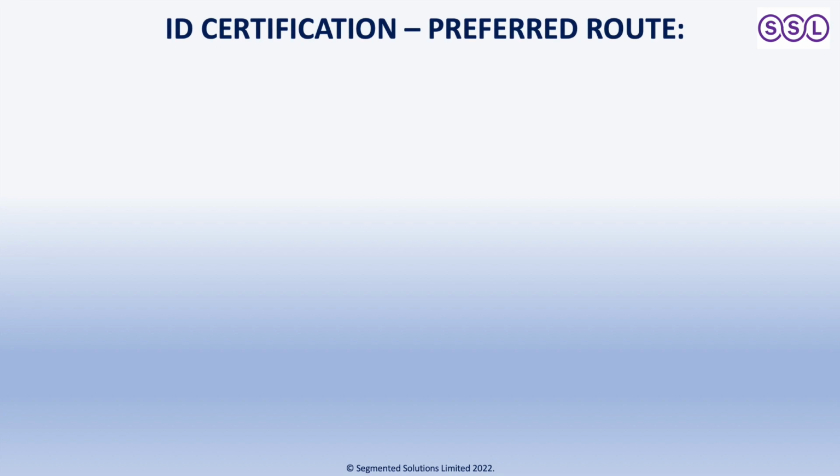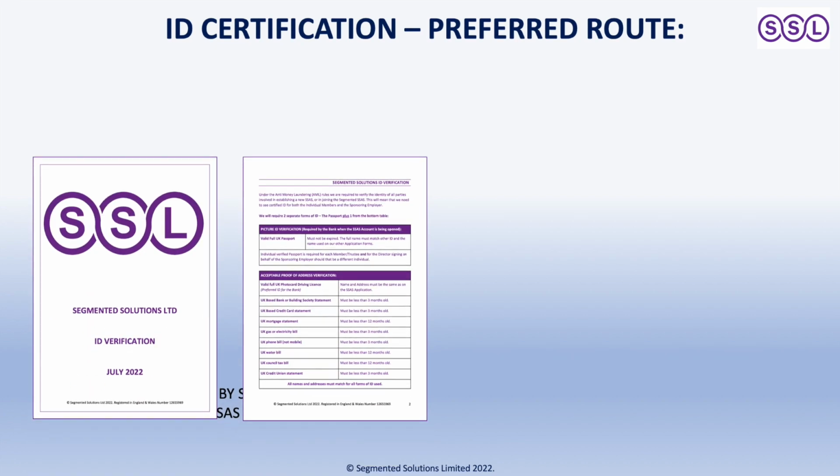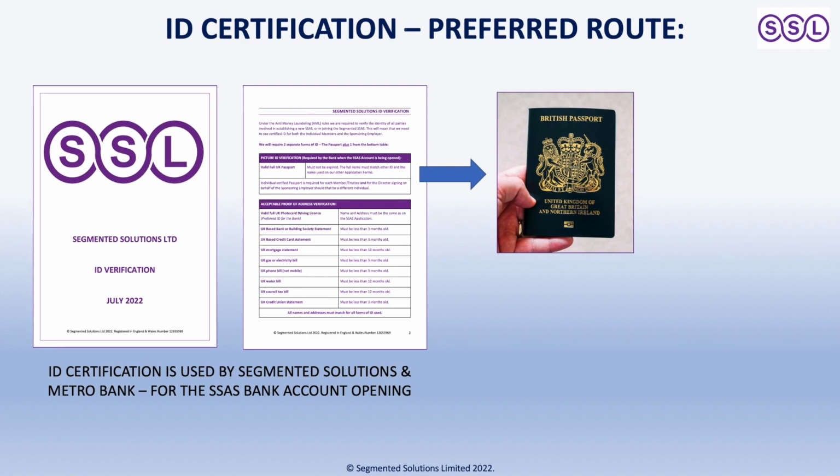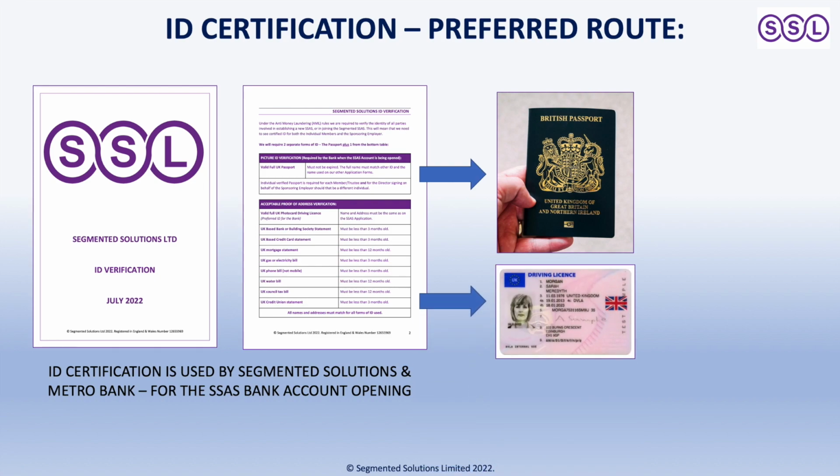Okay, ID needs to be certified. We need to check who we're dealing with, and we have a preferred route and the alternative route. And the important reason why we have the preferred route is because we're using the ID for setting up a Metro bank account as well as opening your SaaS. So once we've got a passport for each of the members, that is their identity certified and confirmed, we also need a proof of address, and in an ideal world, driving license fits the bill. But of course, if you don't have a driving license, things like a bank statement, etc., can be used, as long as everything is dated within the last 3 months.